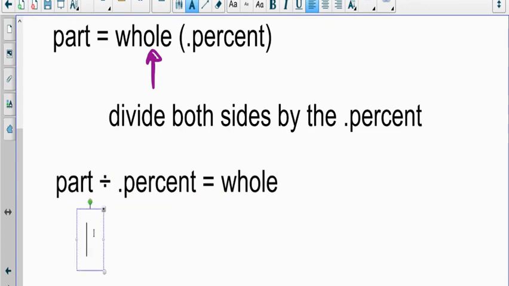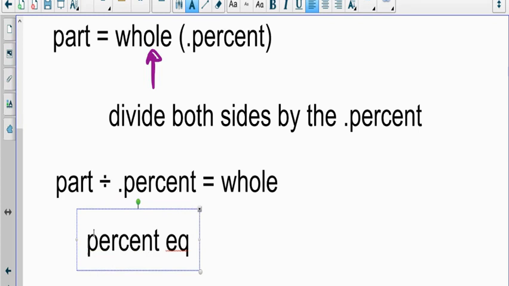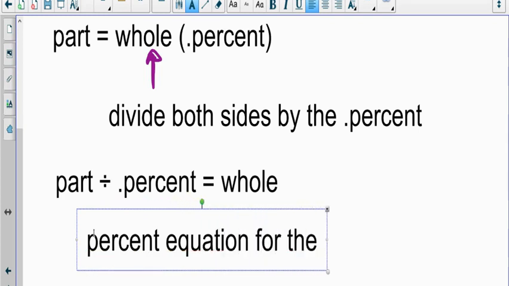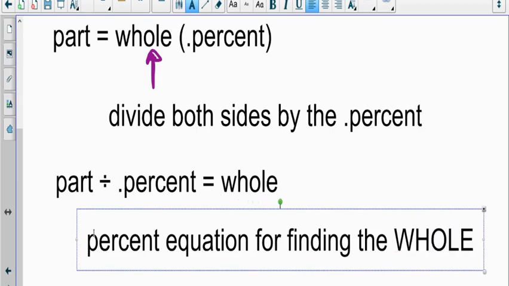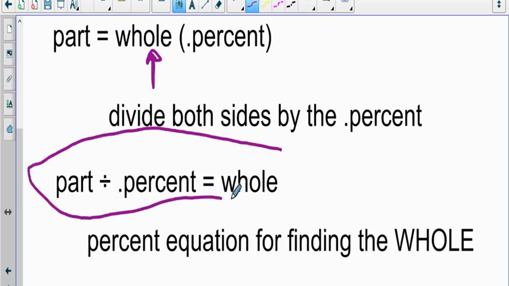This is the percent equation for finding the whole. I'm taking the part number and dividing it by the percentage as a decimal, and that gives me the whole number of my proportion.